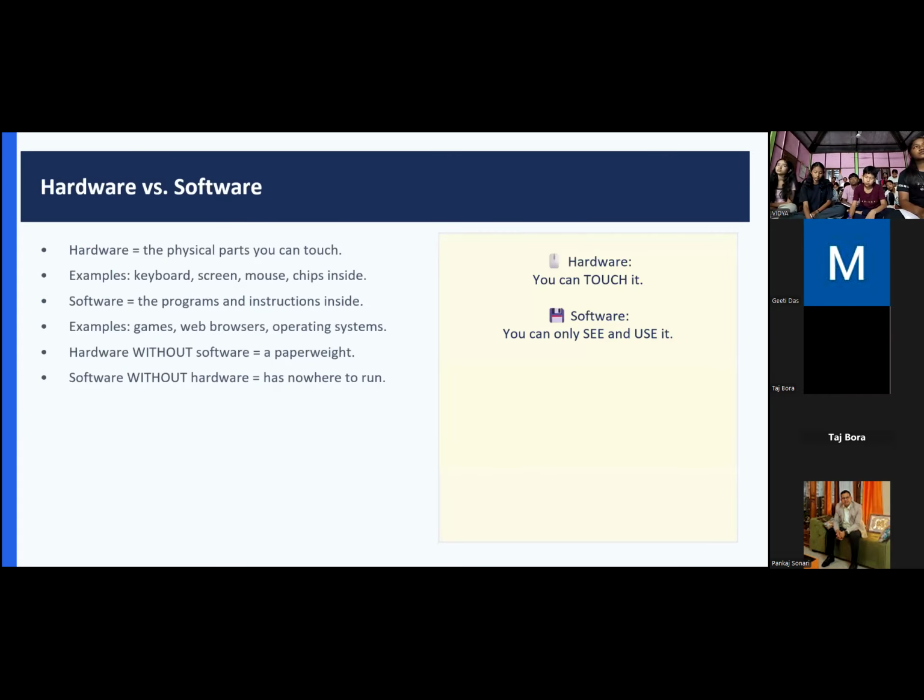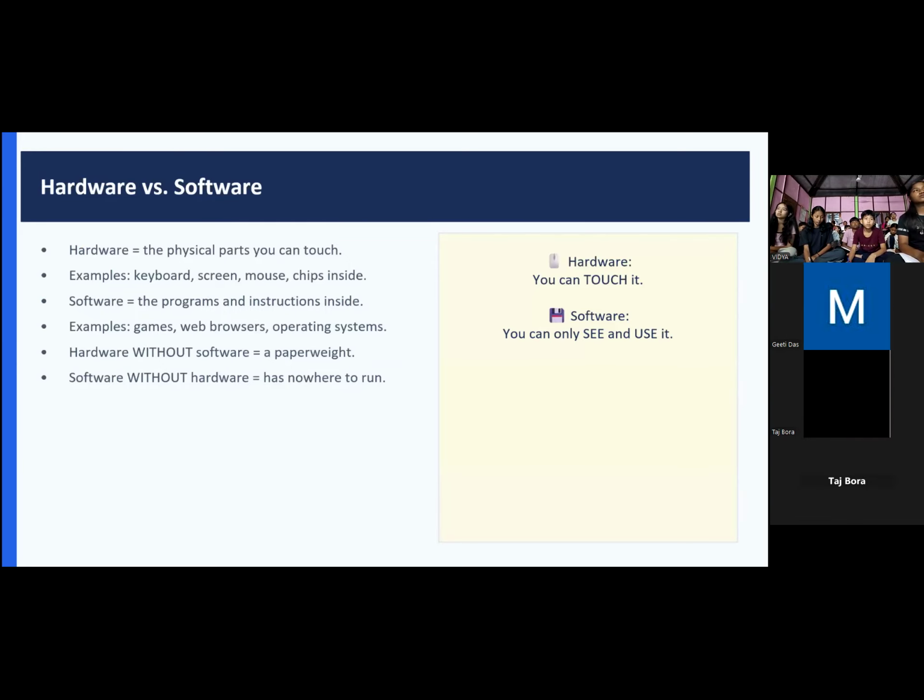So now we'll learn about hardware versus software. If you don't know what this means, that's okay. Hardware means the physical parts of a computer. So just think, hardware means you can touch it. Some things of hardware are the keyboard, a screen, mouse, chips, or the motherboard, or anything that you can actually physically touch. So that is considered hardware.